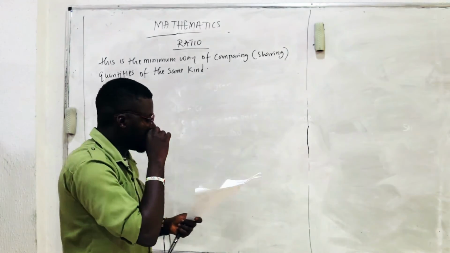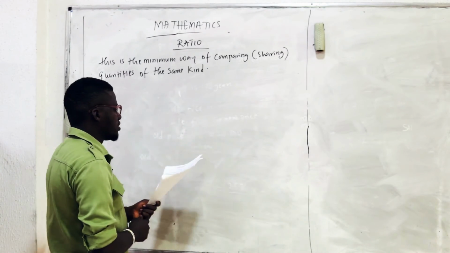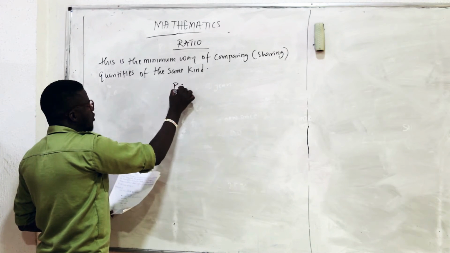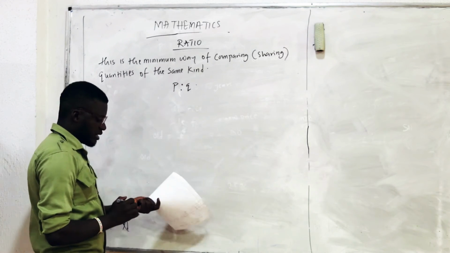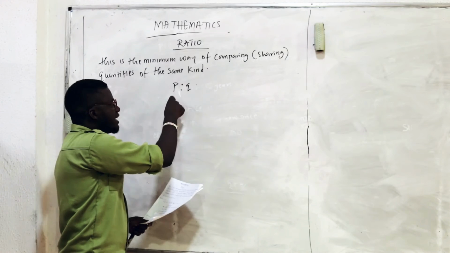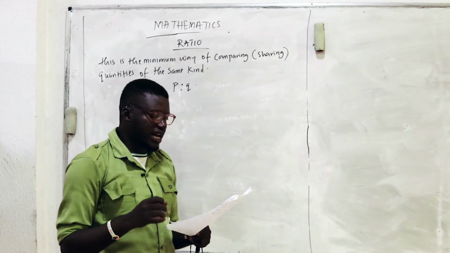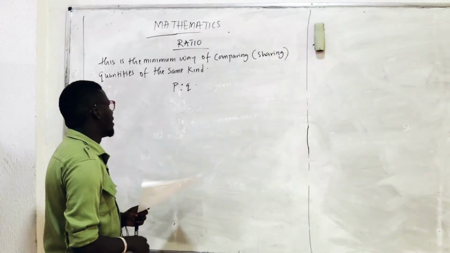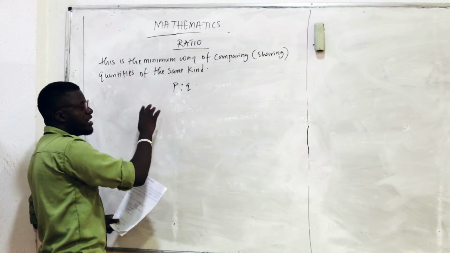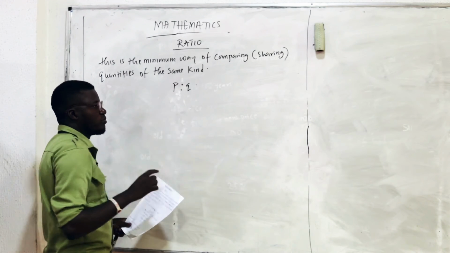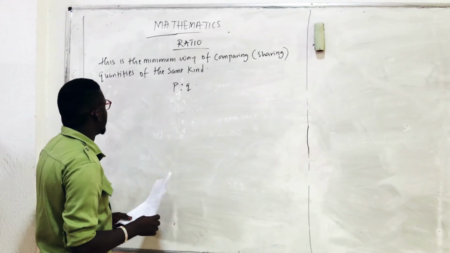Ratios are usually represented using colons. For example, if I have P:Q, it's the same thing as saying P ratio Q, which is pronounced as the ratio of P to Q. That's the essence of the colon. It represents the ratio.